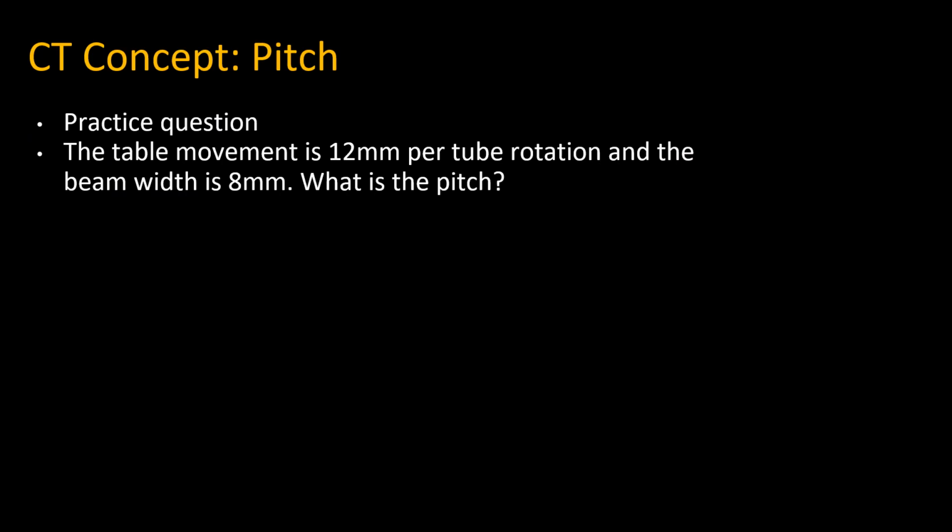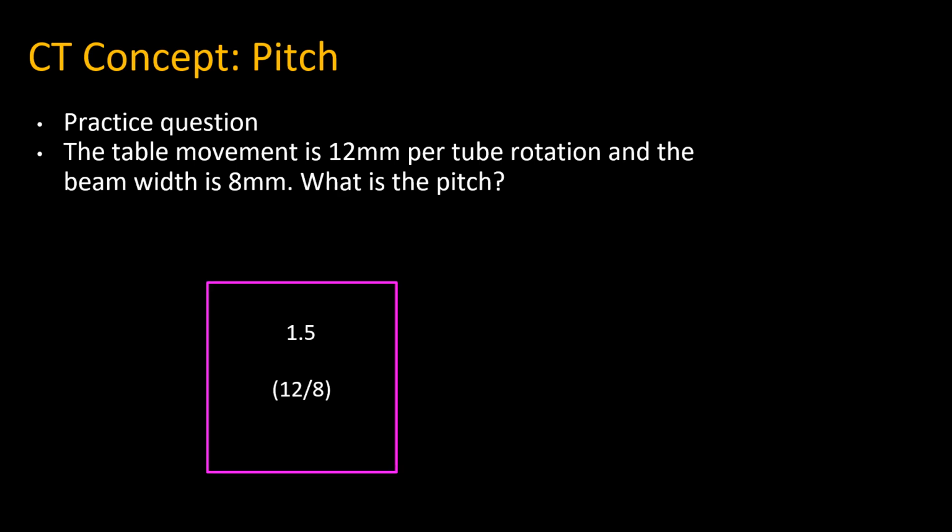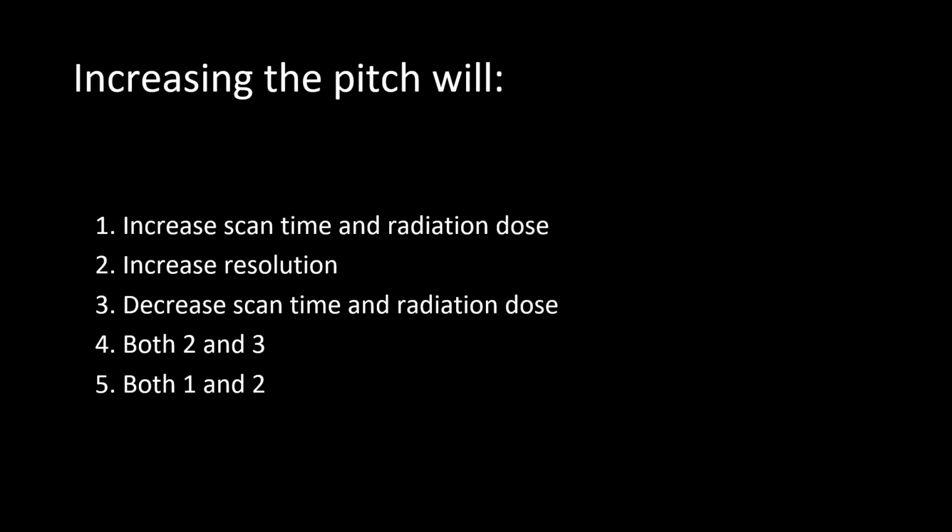Here's a practice question. The table movement is 12 millimeters per tube rotation, and the beam width is 8 millimeters. What is the pitch? So the answer is 1.5, 12 divided by 8. Increasing the pitch will: 1, increase scan time and radiation dose; 2, increase resolution; 3, decrease scan time and radiation dose; 4, both 2 and 3, or 5, both 1 and 2. I'll give you a second to think. It will decrease scan time and radiation dose.